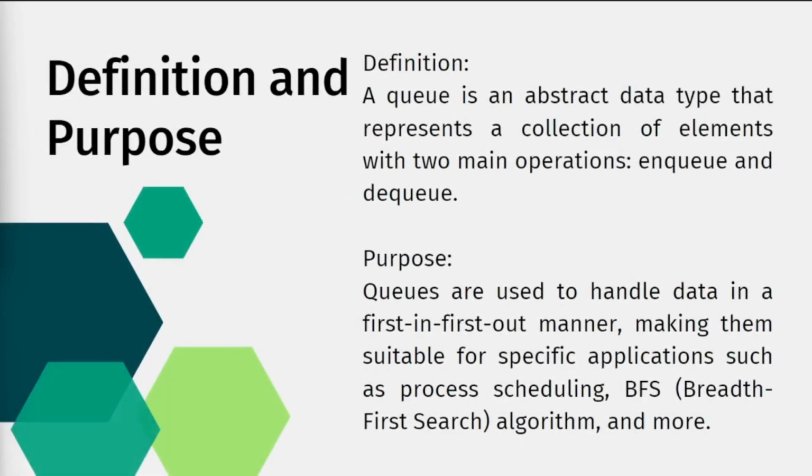We have a definition of queue. A queue is an abstract data type that represents a collection of elements with two main operations, enqueue and dequeue. The purpose of a queue is that queues are used to handle data in a first in first out manner, making them suitable for specific applications such as process scheduling, BFS, that is breadth first search algorithm, and many more.